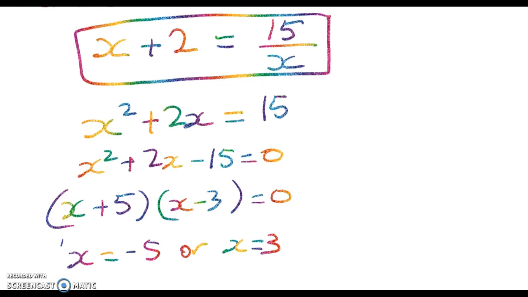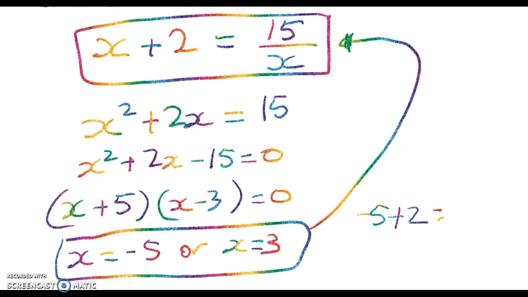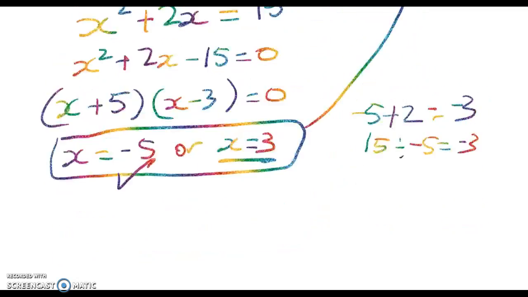Now, when we've got an equation that started life with fractions in it, it's always a good idea just to go back and check that that's all okay. We have to especially make sure we're not dividing by 0, but that's fine here. So both of those solutions work. Negative 5 plus 2 gives me negative 3, and 15 divided by negative 5 also gives me negative 3. So that solution's good. And we can do the same thing with x equals 3, and you can do that for yourself. Right, so we've found that we've got two solutions.